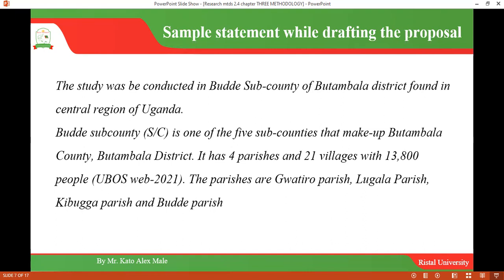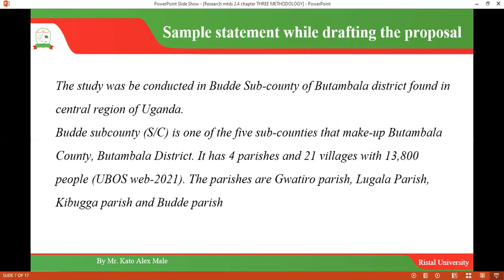Sample statement for drafting the proposal, a sample statement for writing about the study area. This is what you can say. The study will be conducted, as a research proposal is written in the future tense. The study will be conducted in the sub-county of Butambala district found in central region of Uganda. You can imagine how I've given the details. I've given the region, the district, the country, and everything.